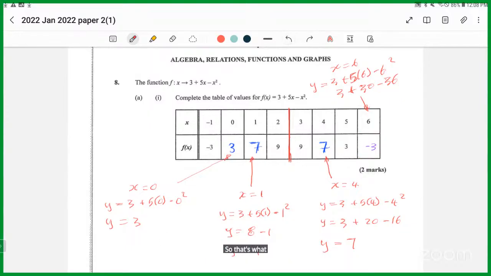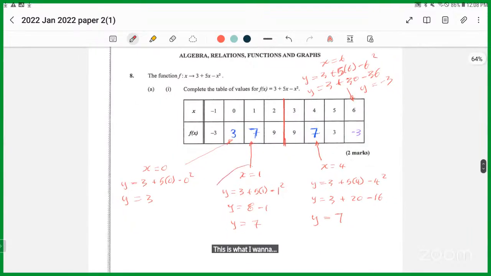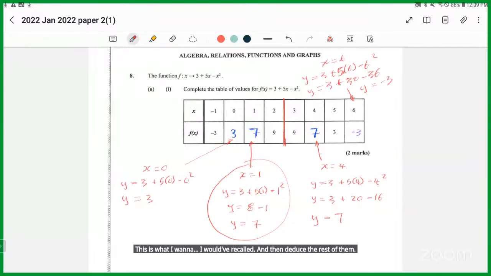But again, these don't have to be worked out. This is the only one I would work out. And then deduce the rest of them. Understand what I'm trying to explain to students? Understand what I'm trying to say?